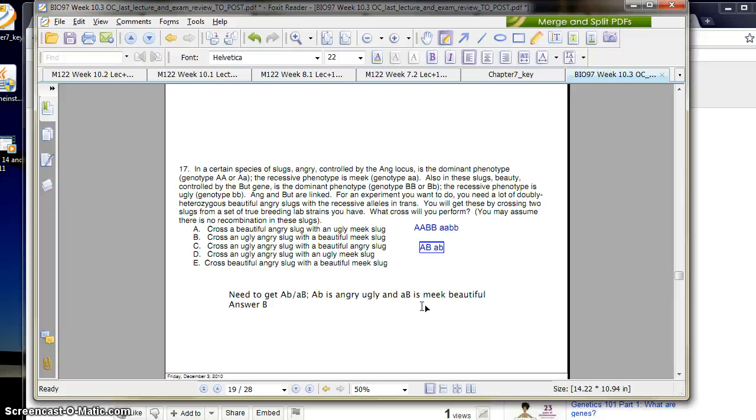Alright, so for the experiment, you need a lot of double heterozygous. You need to get these by crossing two slugs from a set of true breeding lab strains. What cross do you perform? Well, I'm just going to say A might get you the right one, because here you have a heterozygous AA, and this is a big B, small b.